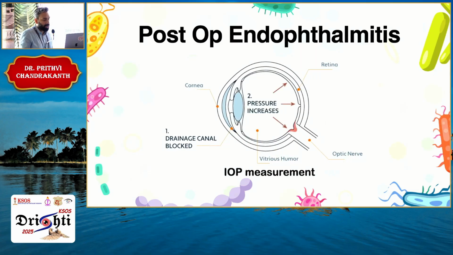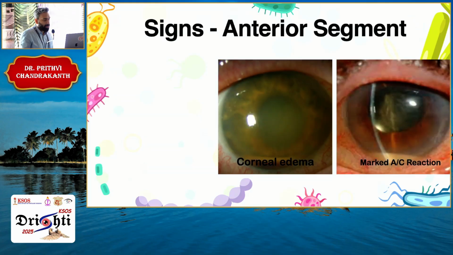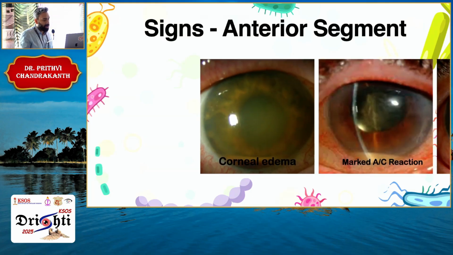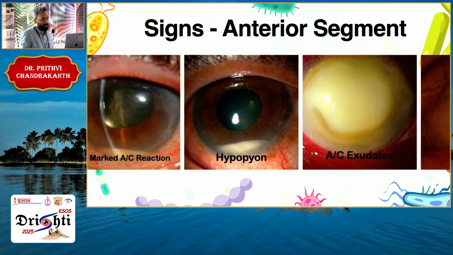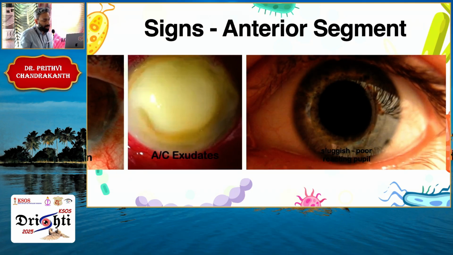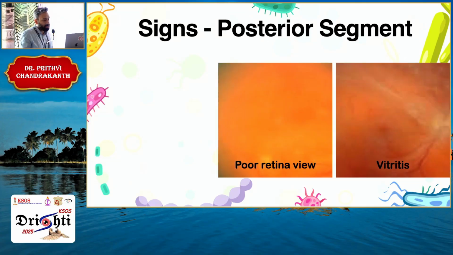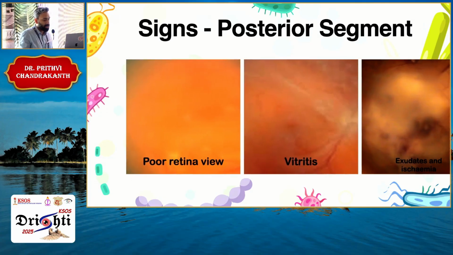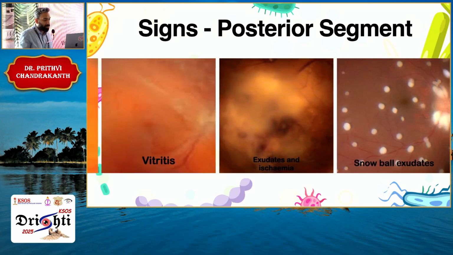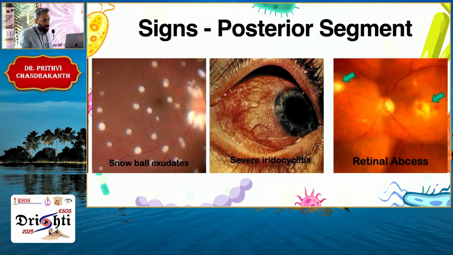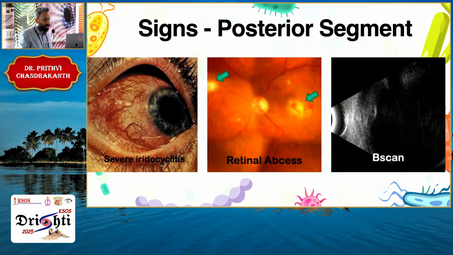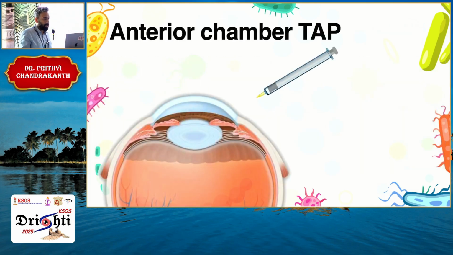IOP measurement has to be taken care of. If it is too high, it is always better to start AGMs. Then the signs in the anterior segment: corneal edema, marked AC reaction, there could be hypopyon and AC exudates, along with a sluggish, poorly reacting pupil. In the posterior segment, poor retinal view, vitritis, exudates and ischemia. There would be snowball exudates in fungal cases, and severe iridocyclitis and retinal abscess in the later stage. If you cannot get a good view of the retina, it's always better to have a B scan taken.